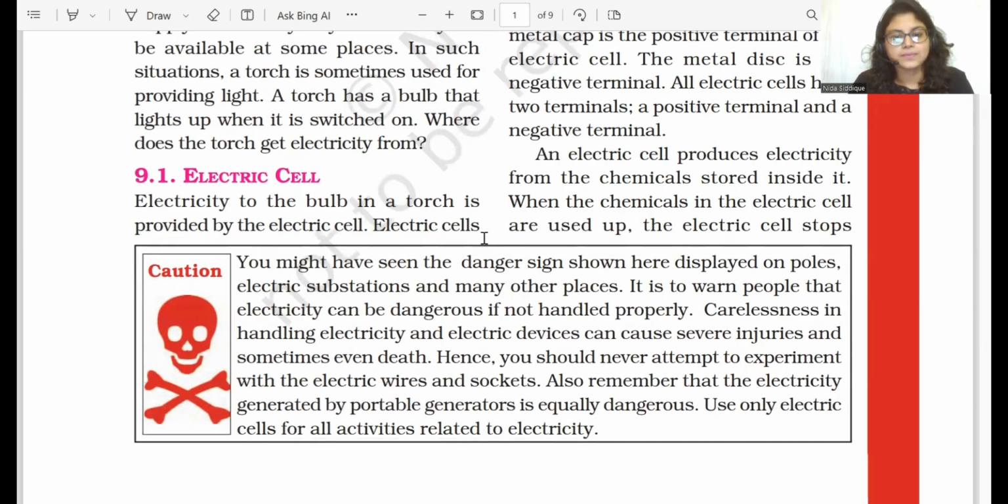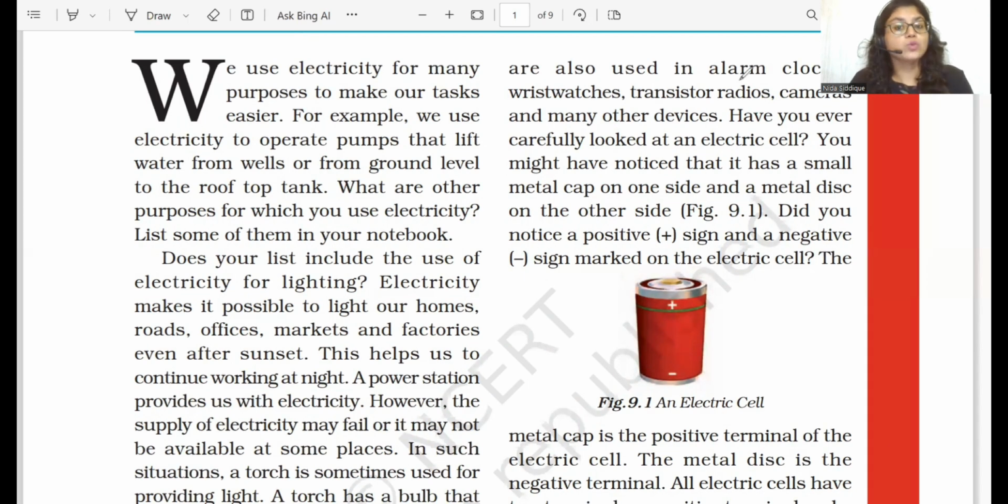Electric cells are not only used in torches, but बहुत सारे different devices में भी use होते हैं. Like for example, alarm clocks में, wrist watches में, transistor radios में, cameras में, बहुत सारे other devices. There are many toys that you must be playing with. उनमें भी ये electric cell लगता है.